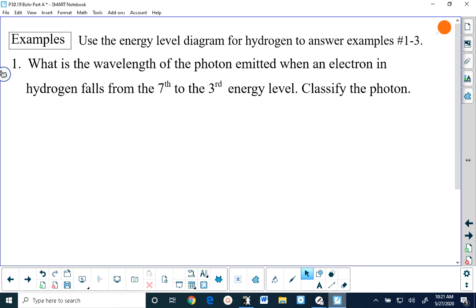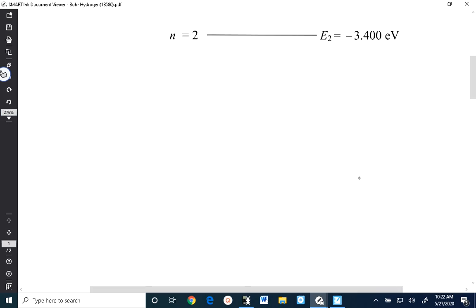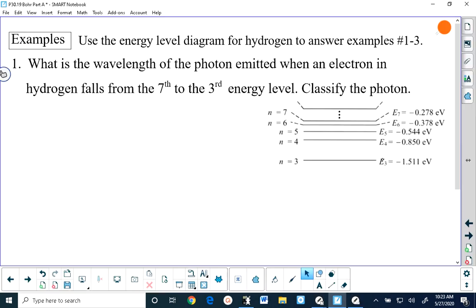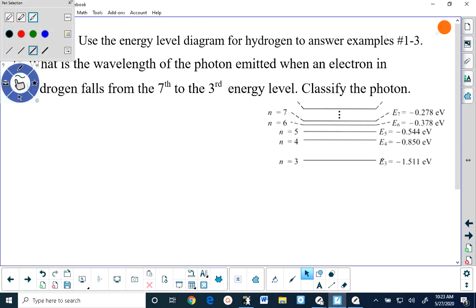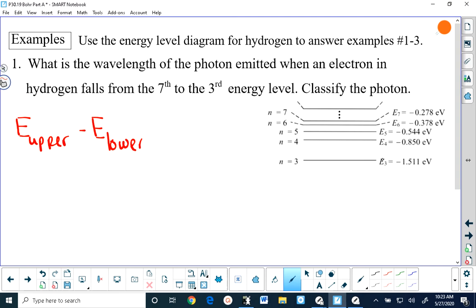What is the wavelength of the photon emitted when an electron falls from the 7th to the 3rd energy level? I have a preference. I prefer to use the energy level diagram that has the negative numbers. When we find the change in the energy of the electron with any of these examples, you always take the upper energy and subtract the lower energy. Whether the electron goes up or down, it doesn't matter.